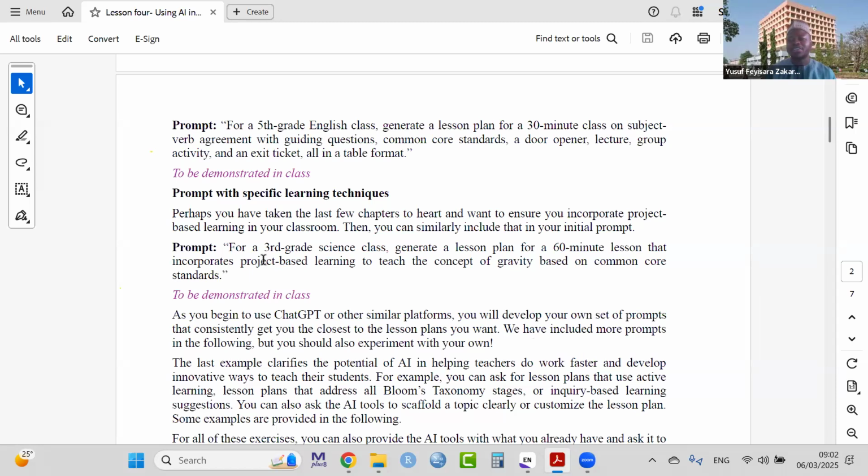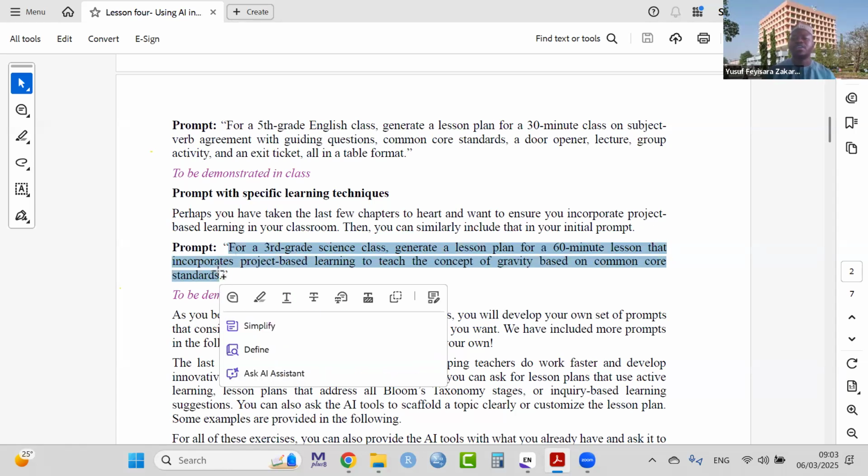Remember, this standard is for those in the US. We also have our Nigerian standard, the NERDC standard. We have our curriculum, so you can upload the curriculum and then ask ChatGPT to design the lesson plan based on the curriculum. This is possible, very simple things. But this prompt now is a general prompt. It's not specific. So if you want it to be specific, you can make it so.